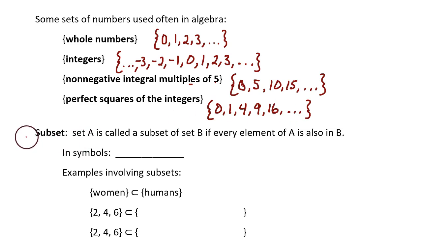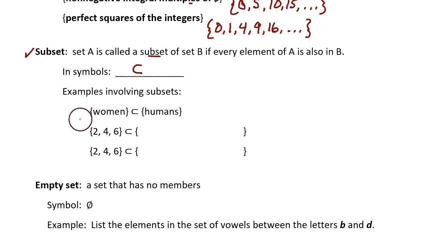The next vocabulary word is subset. Set A is called a subset of set B if every element of A is also in B. The symbol that means subset looks like this. Here are some examples involving subsets. The set of women is a subset of the set of humans. So when I see this symbol, what I'm actually saying is "a subset of."